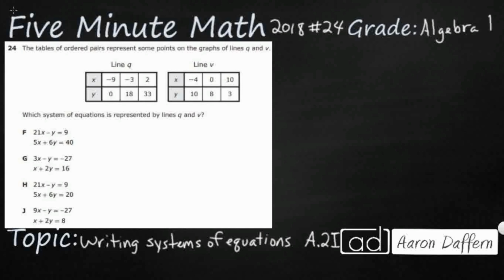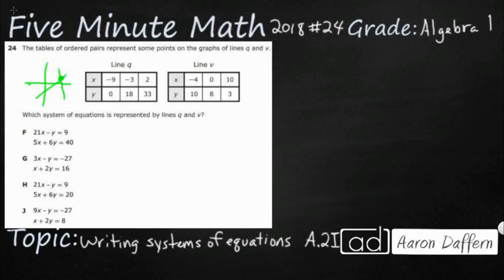So we've got tables of ordered pairs, and we need to find systems of equations represented by these lines. When we have systems of equations, that means these two lines will intersect at some point, and that intersection would be a solution. So let's say one of the lines looks like that, and another one looks like this. That intersection would be a solution to both lines. That's what a system of equations is. But we don't have a graph. We just have points.